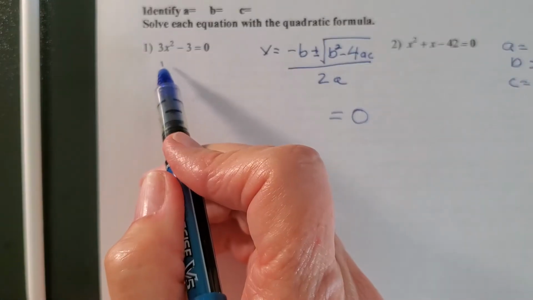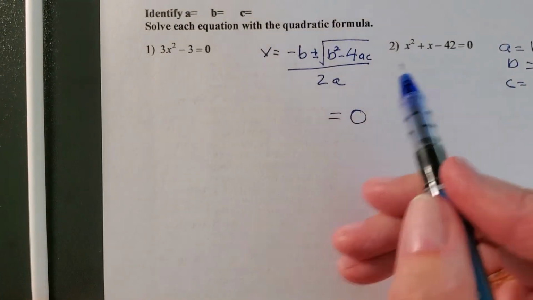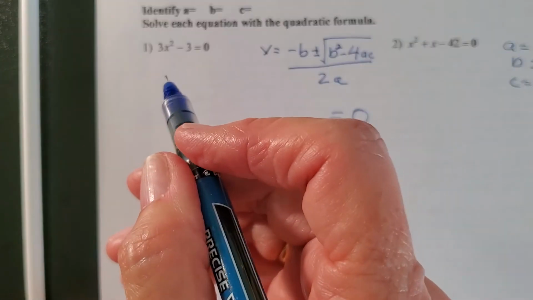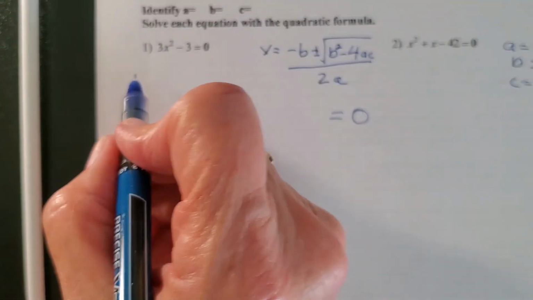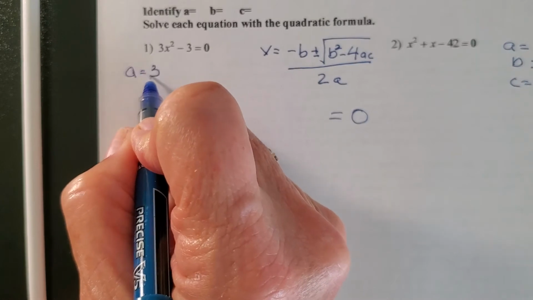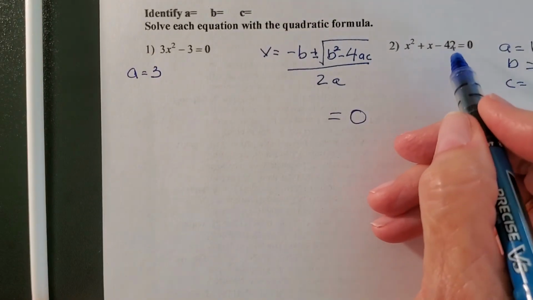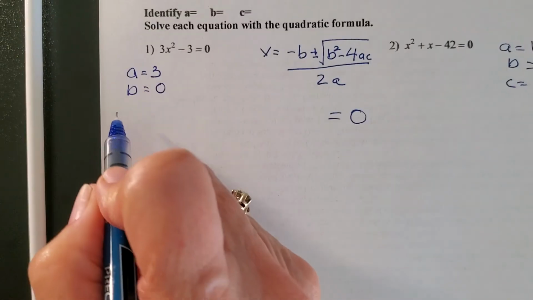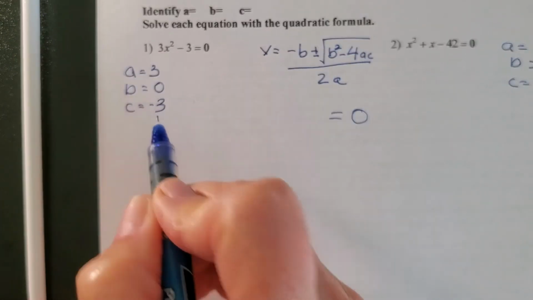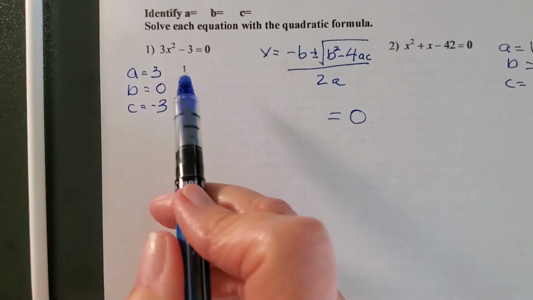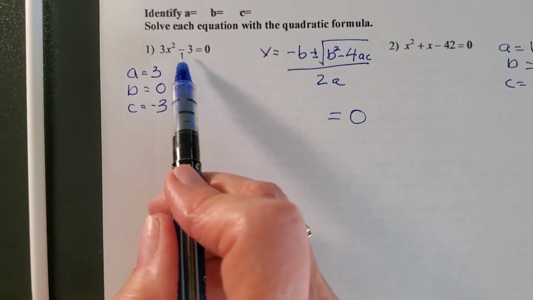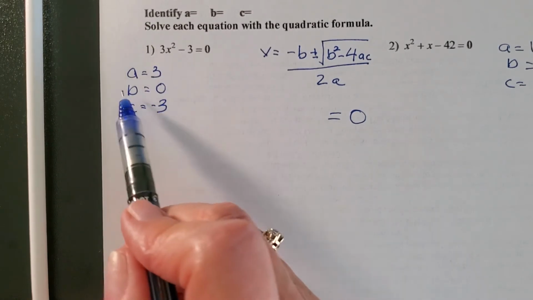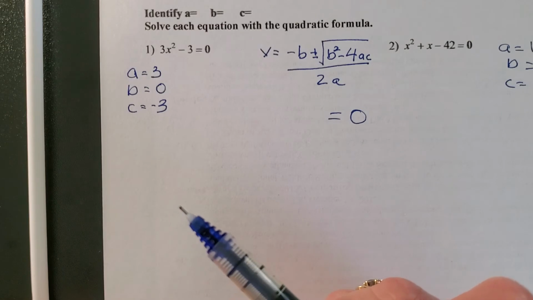Now look at this one. There's no middle term, no x. So a is 3. There is no x, so that's b. So b is 0, and c is negative 3. It's important that you realize that there is no x, so the b value is 0.